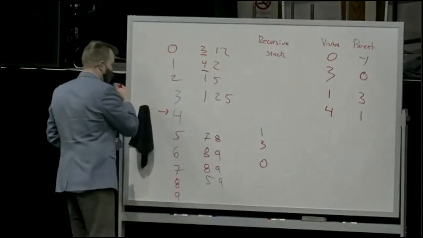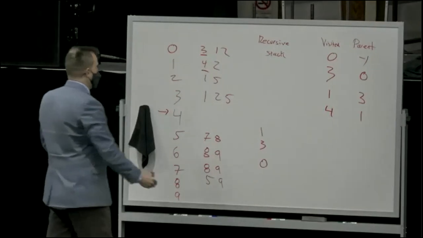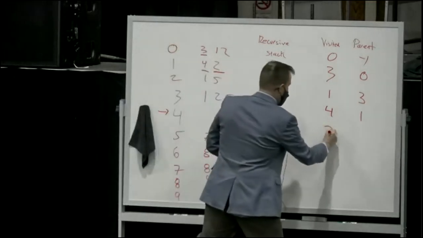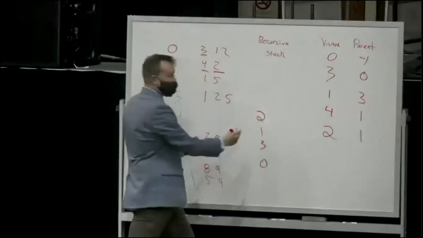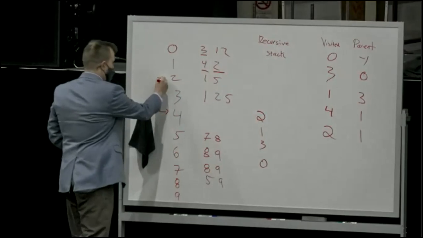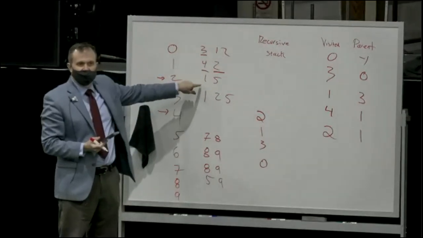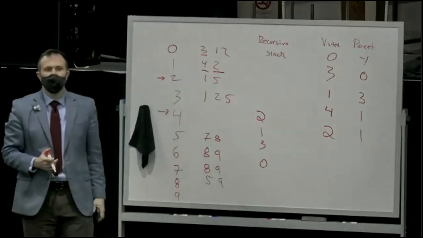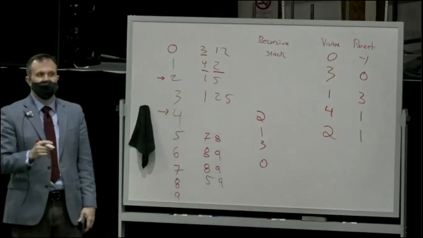Where do I want to investigate next? 2. 2 has not been visited, so we have 2 with its parent of 1, and now we put 2 on the recursive call. Now I'm here at 2. The crucial thing is, what do I do here? The next step is 1. What should I do? Do we investigate that? Why not?